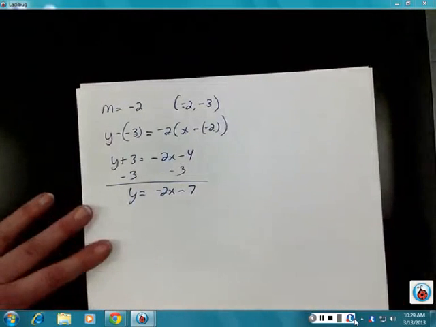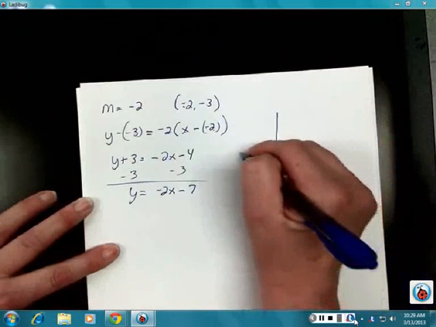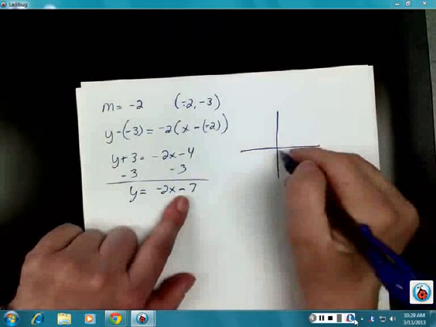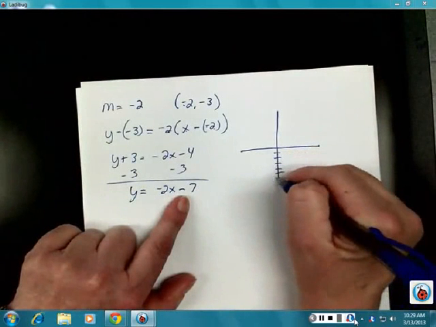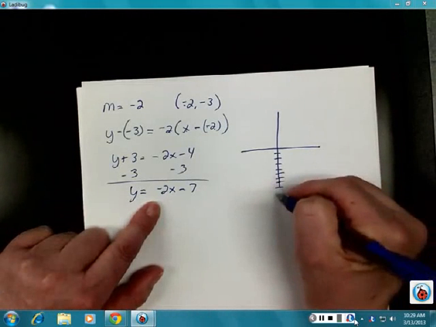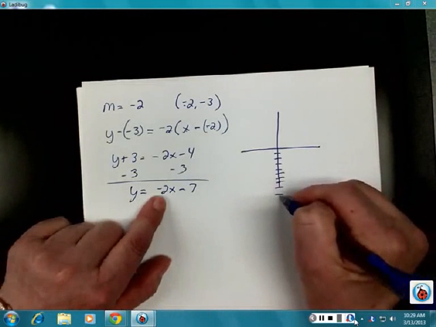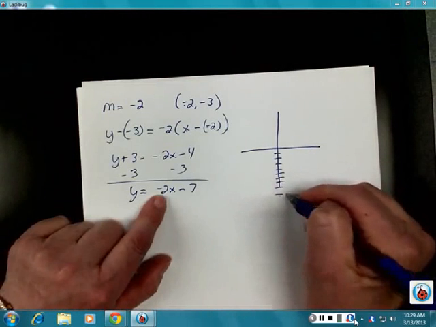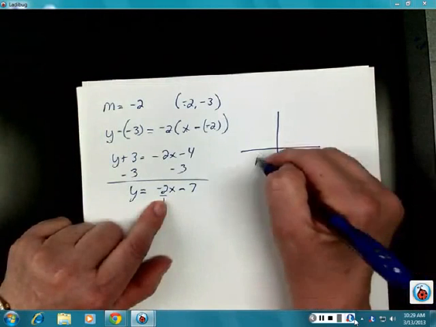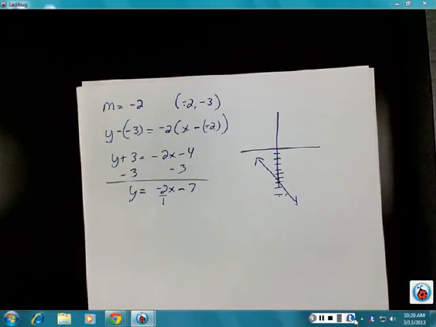And if it said to graph it, my graph that I'd end up putting in here, I would be down 7, put a dot there, then go down another 2 because my rise is negative and my run is again 1. So I go over 1. So this line is coming through like so. So that's what my graph would be if I were graphing it. Make sense? So again, plug your pieces in.